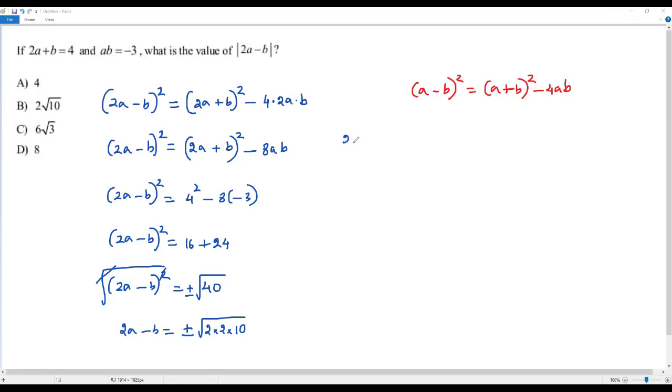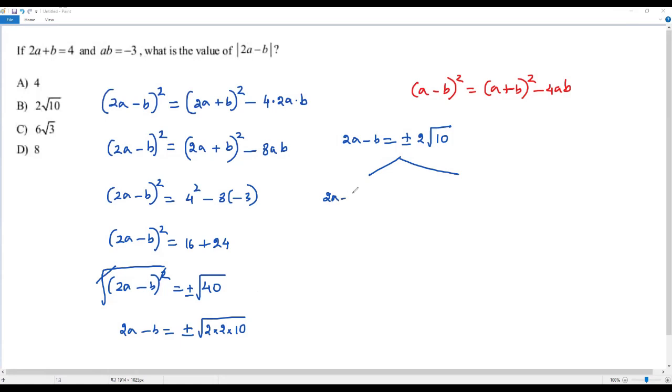Okay, here 2a negative b equals positive or negative. For every two same numbers multiplied inside the square root, one number will come out. Then for these two 2's, one 2 can be taken out of the square root, and still we have 10 inside the square root. Okay, here I got the value of 2a negative b, but here we get two values for 2a negative b. That is positive 2 times square root of 10 and negative 2 times square root of 10. So we can split this up into two parts.